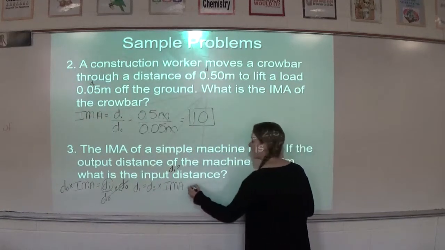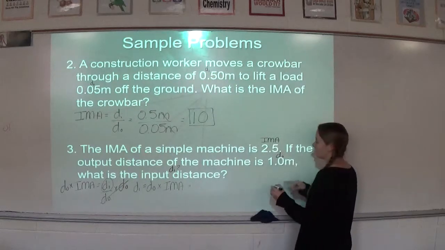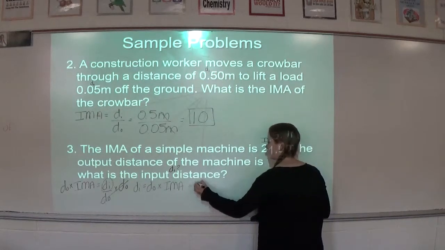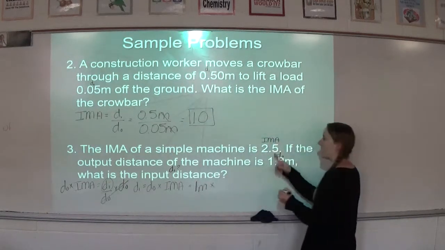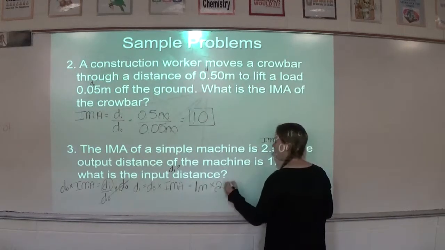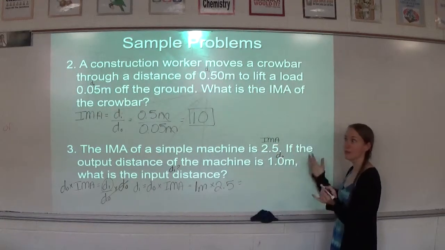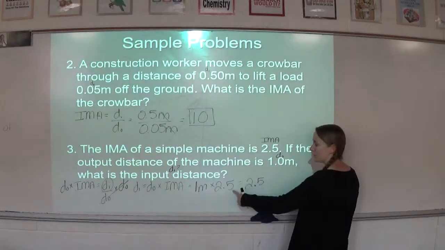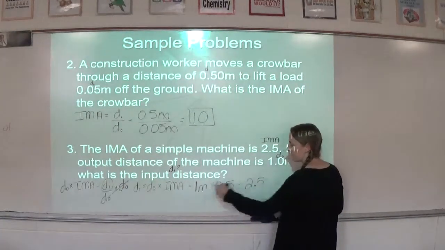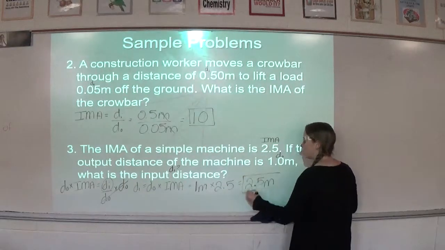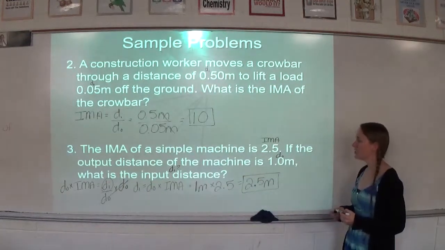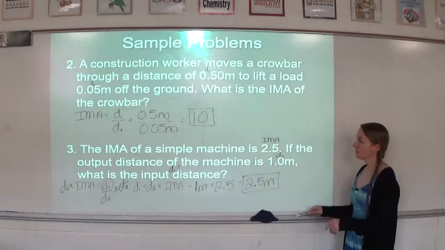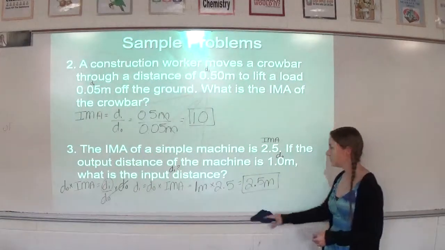Once I have that, I can just plug in. My output distance is 1 meter. And my ideal mechanical advantage is 2.5. So there's some easy math. 2.5 times 1 is 2.5. And then let's look at our units. Well, ideal mechanical advantage has no units, so I have a meter. So my input distance is 2.5 meters. Hopefully you got those right on your own.